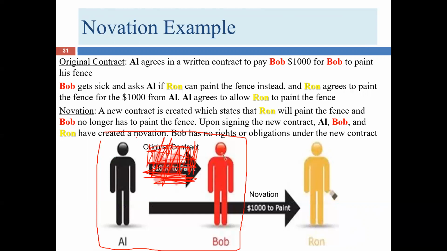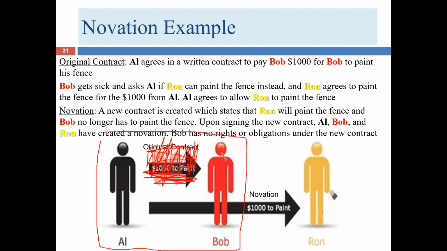And now I, Al, am going to enter into a contract with Ron. And in that contract, Ron agrees to do what Bob was supposed to do. He agrees to paint the fence. And I, Al, agree to pay Ron $1,000. So in this contract, it's exactly the same terms. The only difference is that it's not Bob anymore, it's Ron. Bob has no obligations under this new contract. Ron had no obligations under the original contract. But now we've replaced this original contract with a novation.